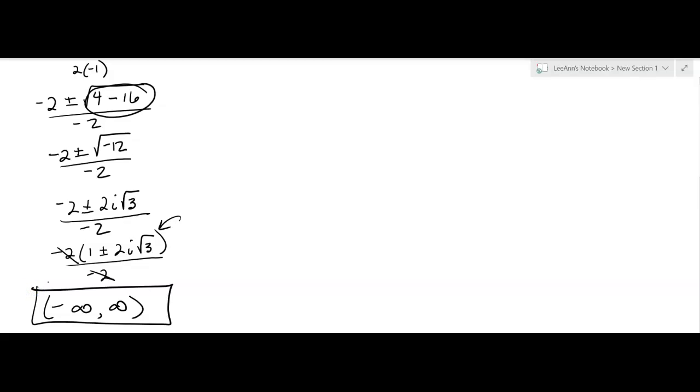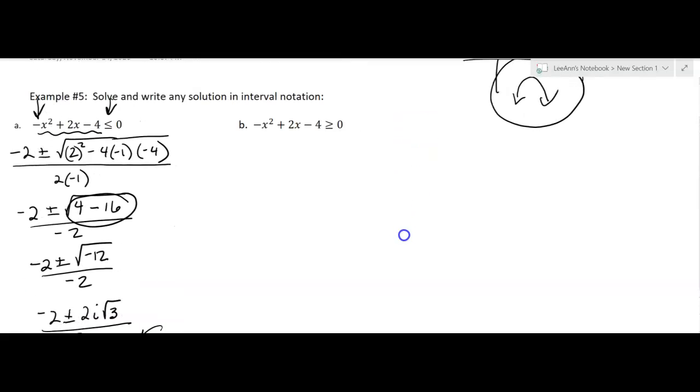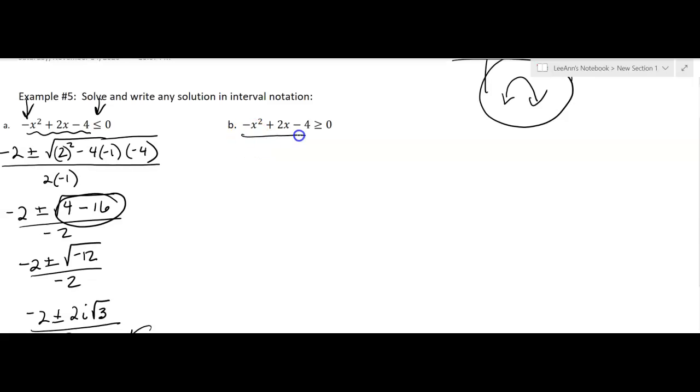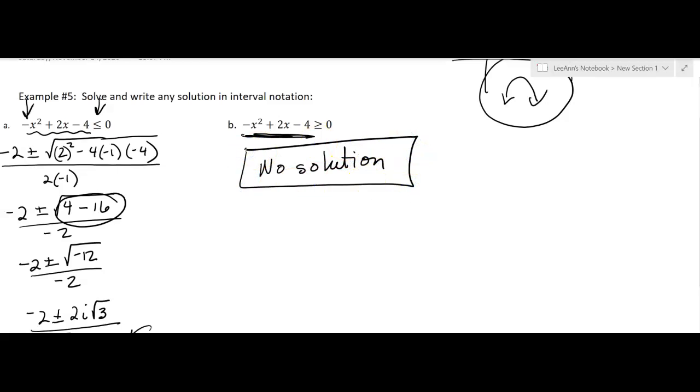That's for part A. Now part B, you have the same quadratic here, but now we want it to be greater than or equal to 0. Well, there aren't any that are going to be greater. They were all less than 0, so there's going to be no solution here. Okay, there we go.